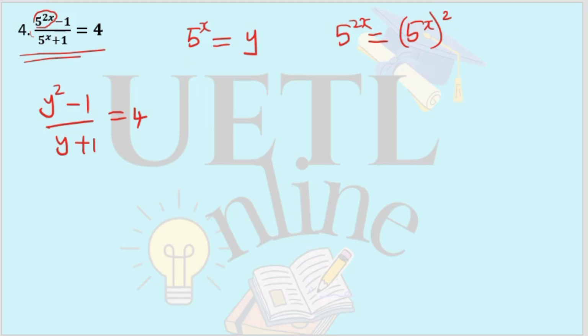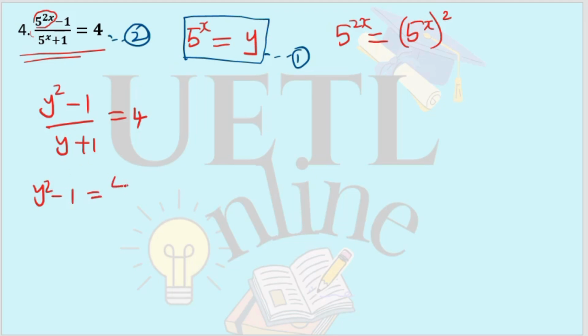Let's say this is our equation 1, and we use that in this one, equation 2. We solve equation 2 first, then we'll get to equation 1, where we will get x. So the first thing is y squared minus 1. Cross multiplying, it becomes 4y plus 4. Putting all this on this side, we get y squared minus 4y, then minus 4 minus 1 becomes minus 5, equal to 0.